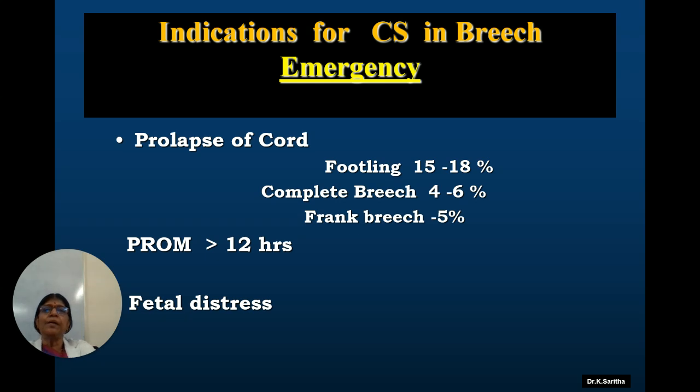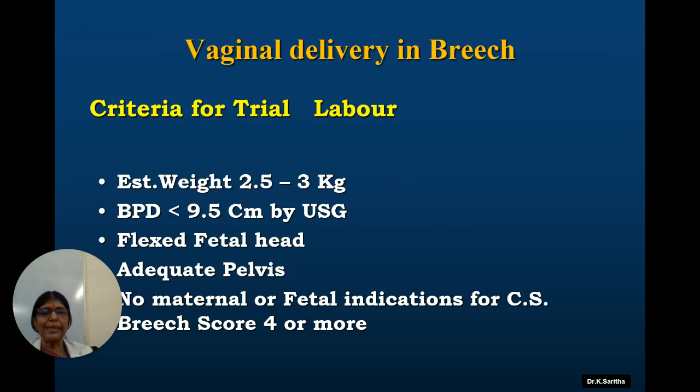Now, indications for cesarean section in breech, emergency. What we have so far taught is the elective indications. Emergency indications can be prolapse of the cord, especially in footling breech 15 to 18%, complete breech 4 to 6%, and frank breech up to 5%, or premature rupture of the membranes for more than 12 hours, or in case of fetal distress. These are the indications for emergency cesarean section.